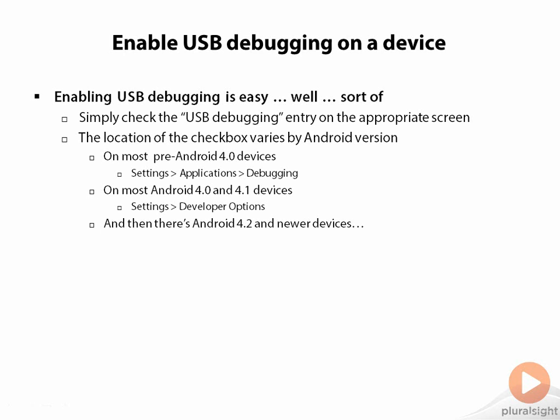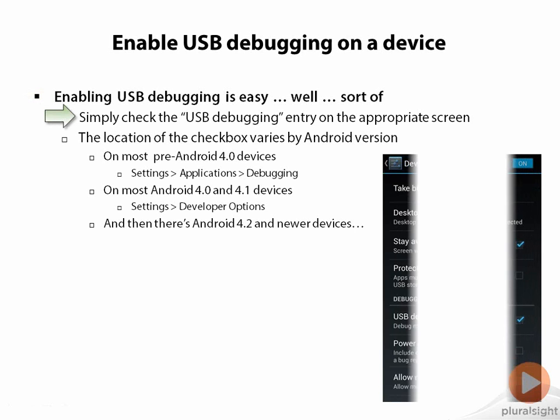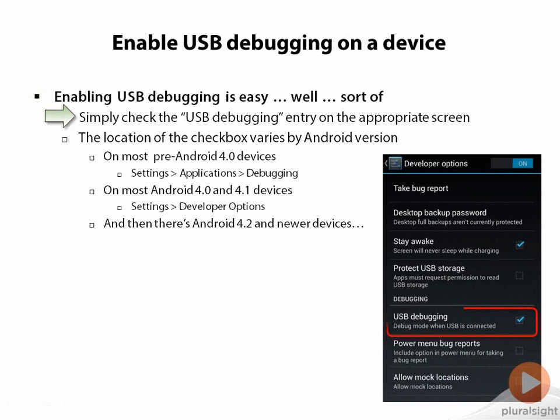As we mentioned, the first step is enabling USB debugging on your device. And it's easy to do, well, for the most part. It turns out that there's a little bit of inconsistency in how USB debugging is enabled. Because fundamentally, all we're really doing is going to the screen where USB debugging is found and checking a checkbox to enable it. The challenge comes in terms of locating that checkbox.